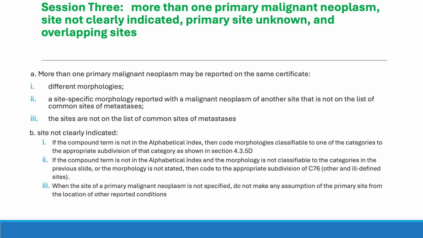The session provided specific instructions for coders dealing with unclear site indication, recommending the use of the alphabetical index, appropriate category subdivisions, or coding to C76 for ill-defined sites when necessary. Additionally, it emphasized the critical importance of avoiding assumptions about the primary site based on other reported conditions when the site of a primary malignant neoplasm was not specified, underscoring the need for accurate and evidence-based coding practices.